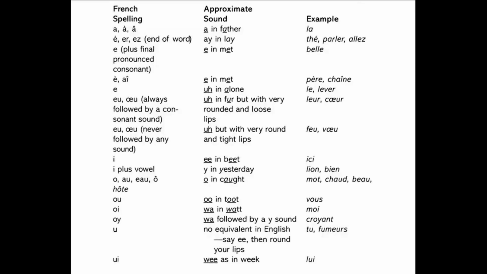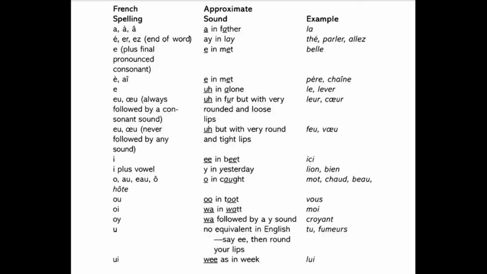Then E with acute, then ER or EZ. If one of these three comes at the end of the word, the sound is A. So it is like le, te, pahale, ale.